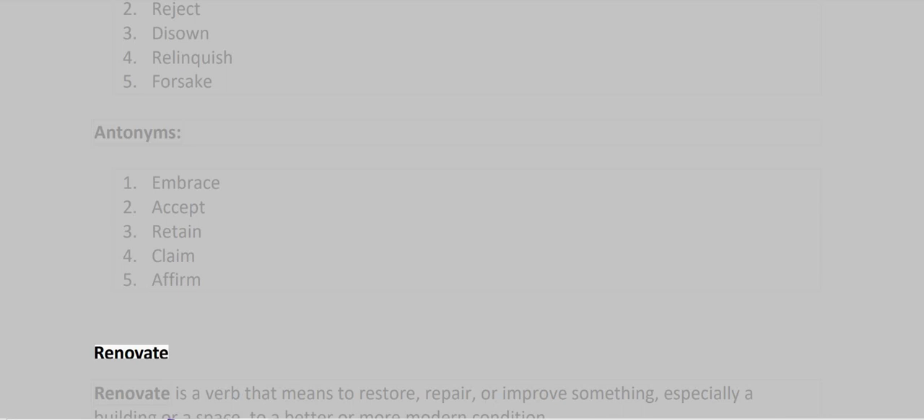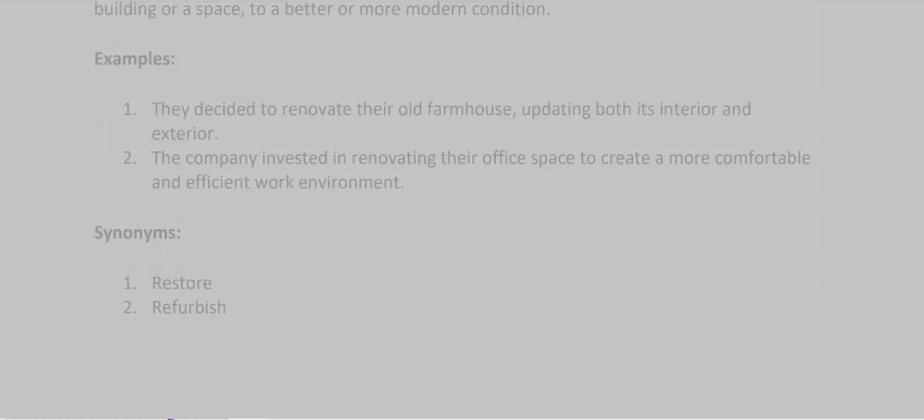Renovate. Renovate is a verb that means to restore, repair, or improve something, especially a building or a space, to a better or more modern condition. Examples. 1. They decided to renovate their old farmhouse, updating both its interior and exterior. 2. The company invested in renovating their office space to create a more comfortable and efficient work environment.